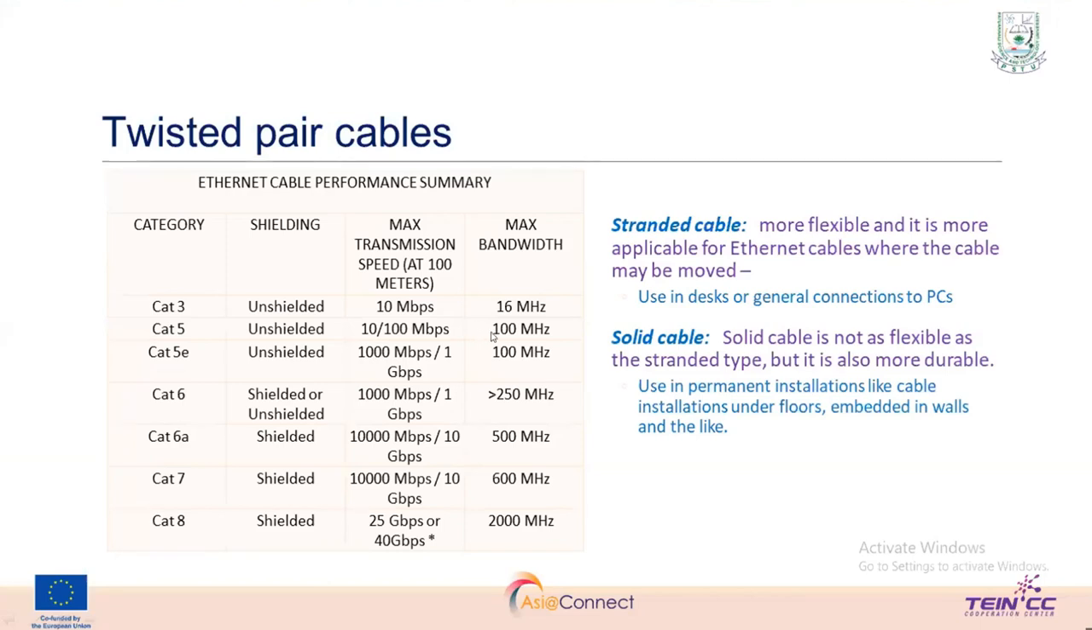You can use Cat5 or Cat5e cables for general use, but for special purposes like server infrastructures and long distance, large area network formation, we can use Cat6, 6A, 7 or 8 connections. Stranded cable is more flexible and more applicable for Ethernet cables where the cables may be moved, such as for desks or general connections to PCs. Solid cable is not as flexible as the stranded type, but it's also more durable, and is used for permanent installation, like under floors, embedded in walls, and the like.